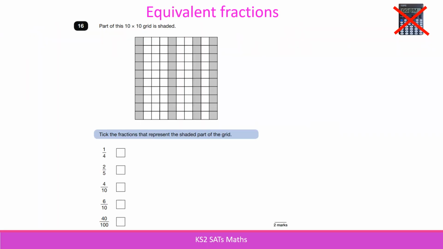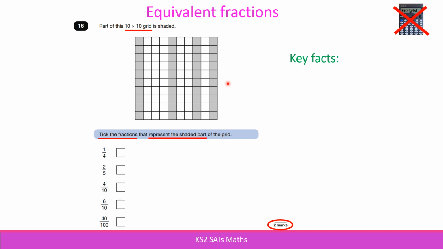This is a question on equivalent fractions, and you're told that you have got a 10 by 10 grid and you have got to tick the fractions in the list below that represent the shaded part in the grid. So here is my shaded sections, and you've got to work out which of these down here are the same as the shaded part in this diagram up here. This is worth 2 marks in your exam.